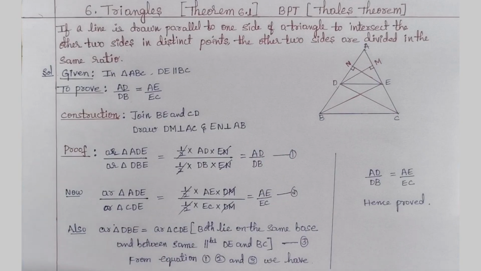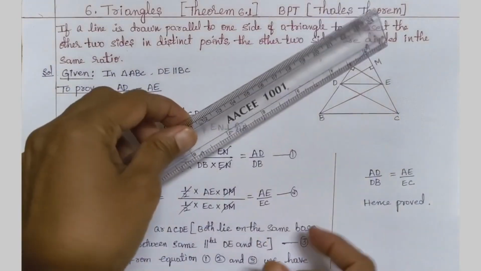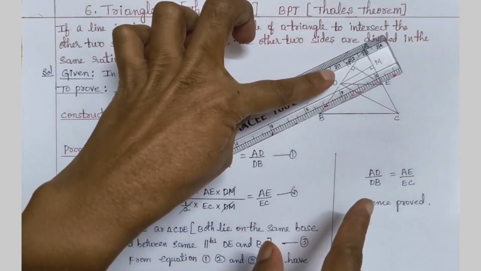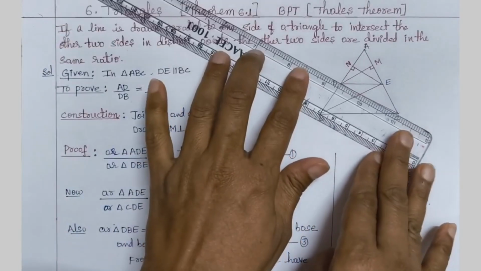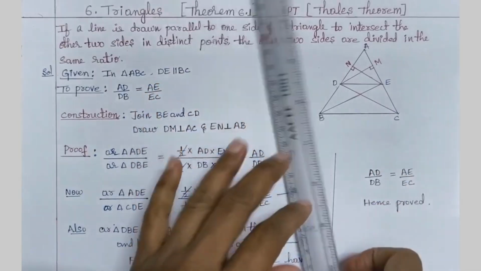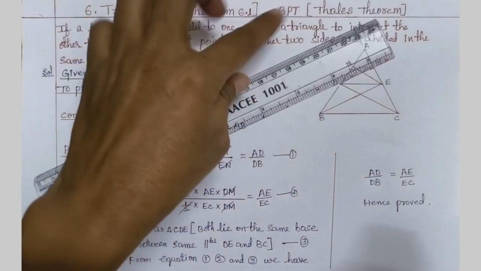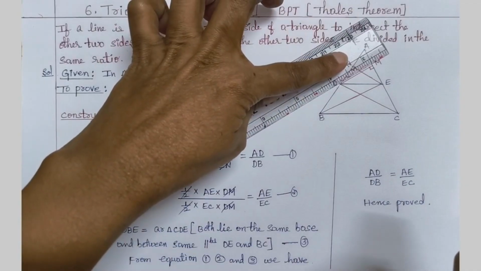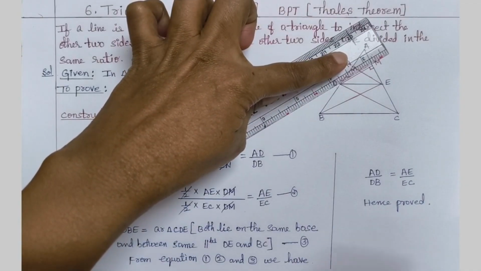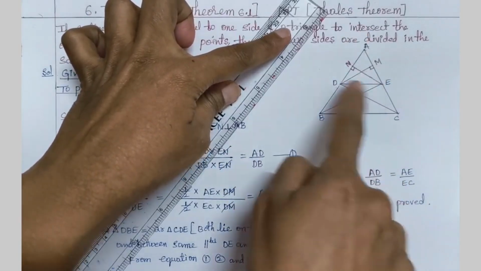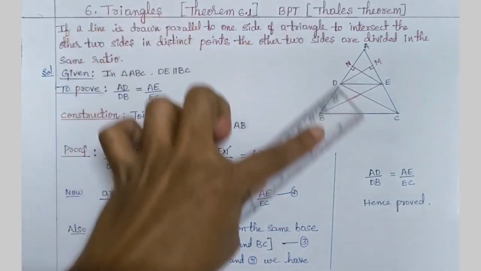Next we have to write the construction. What is the construction? Join BE. So now you join BE. Okay, with red pen, that is the full construction. Join BE, join CD. Okay. Next again, what is the construction? Draw DM perpendicular to AC. You draw one DM perpendicular. Perpendicular means 90 degrees. DM is perpendicular to AC.